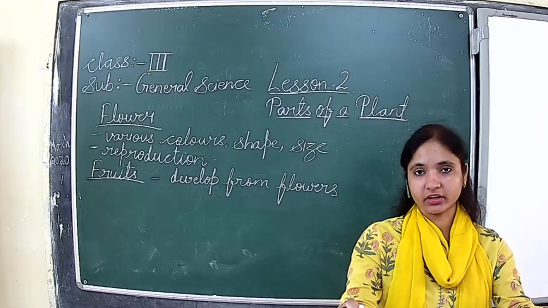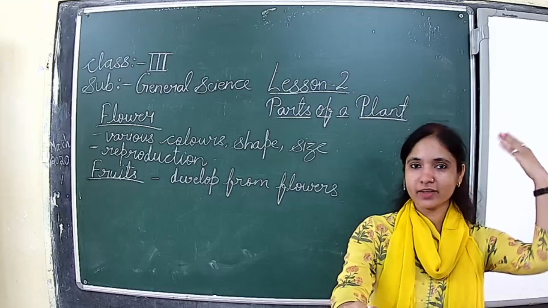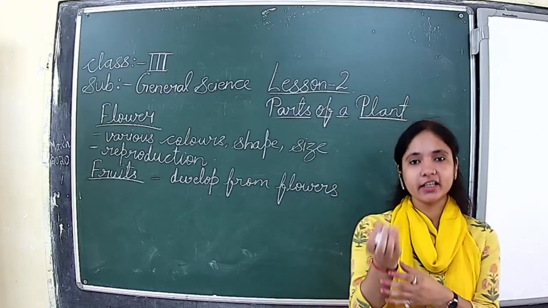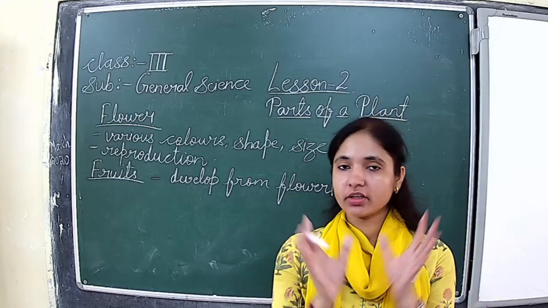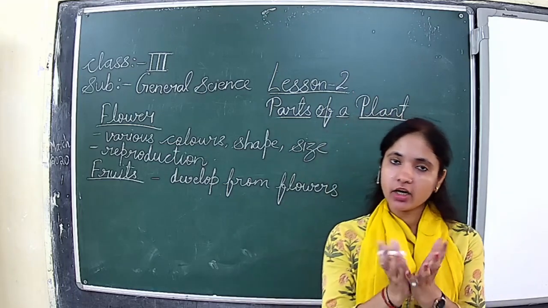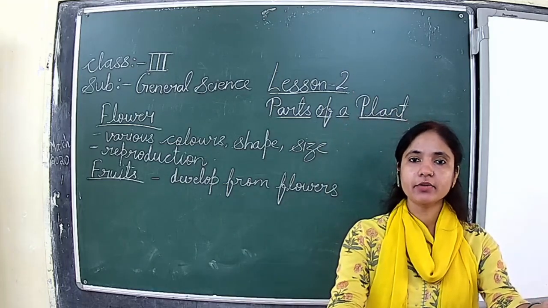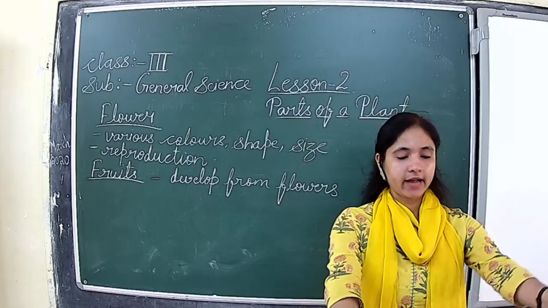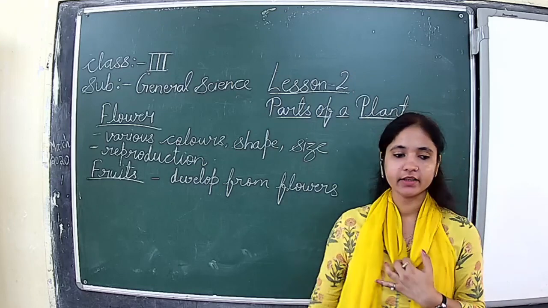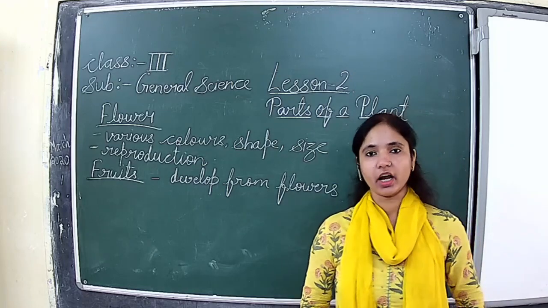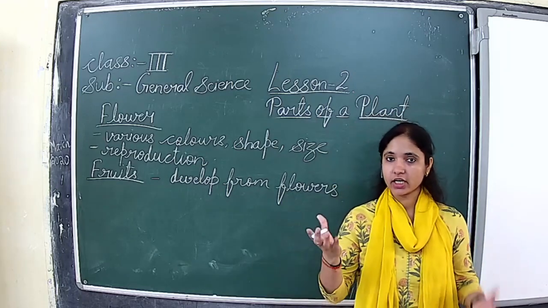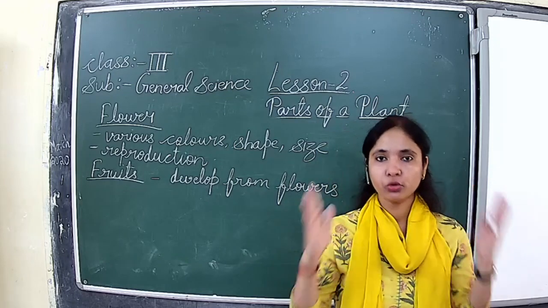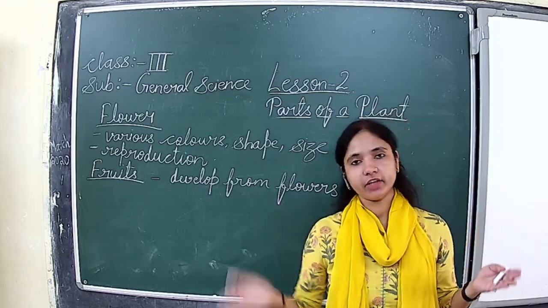From where do the seeds come? Not from outside, not from the sky, no. It is already inside. It develops inside the fruit itself. So seeds are present in the fruit only. Then fruit can be fleshy or dry. Some fruits are fleshy and some are dry. So it will also be categorized into two parts: dry fruit and fleshy fruit.